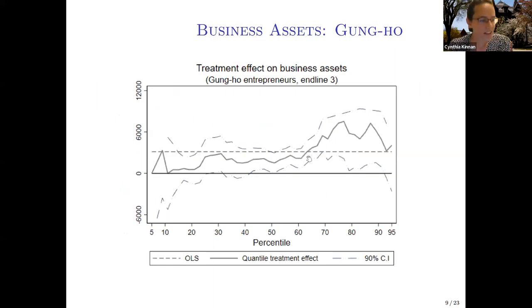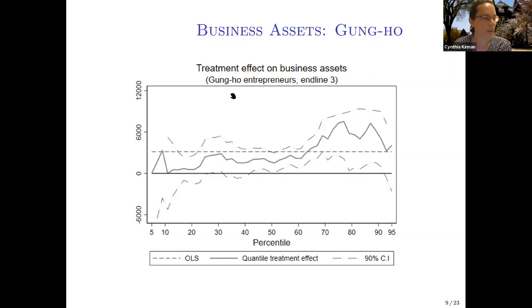Okay, so let me jump into these pictures. I'm going to show you several pictures that have the same structure. So let me just take a second to explain what I'm showing you here. This figure plots what are called quantile treatment effects, which compare, at a given percentile of the distribution, the treatment group versus that percentile in the control group. So for instance, the point corresponding to the 50th percentile says: is the median level of business assets in the treatment group higher than the median level of business assets in the control group? And we've also plotted 90% confidence intervals to gauge whether those differences are statistically significant.